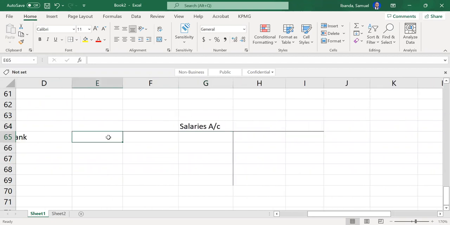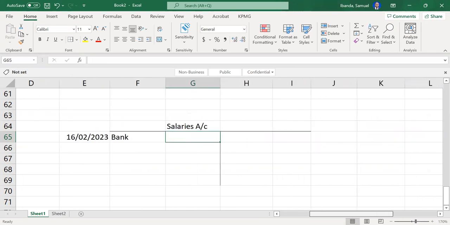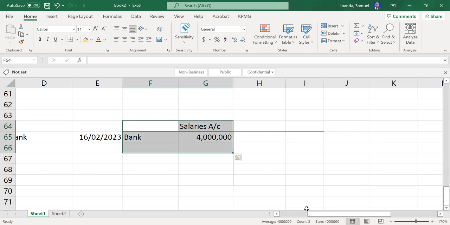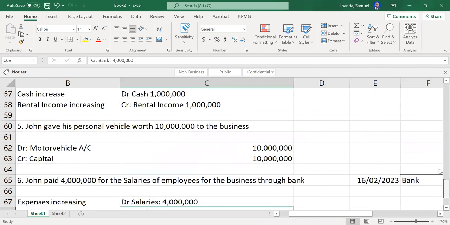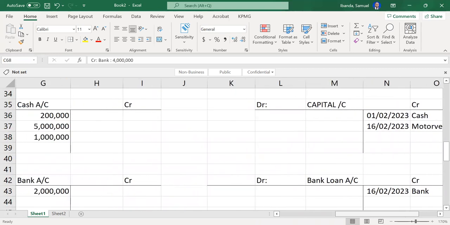So I'll come here, if it's the same date, 16th 02 2023, I'll come and record and say we paid them through bank, so I'll call this bank, and I'll record 4 million right here in my salaries account. But remember, they also say that you credit bank. So since I already have a bank account, I'll just run to my bank account. My bank account is right here.